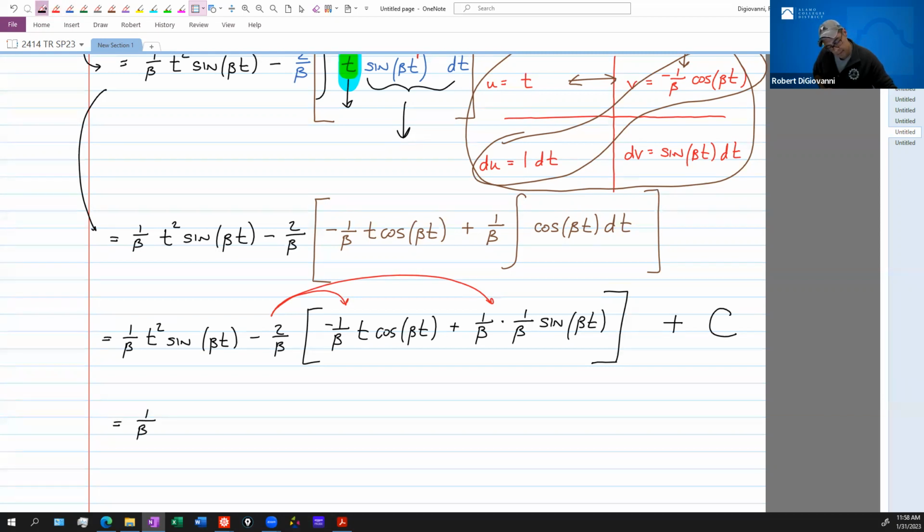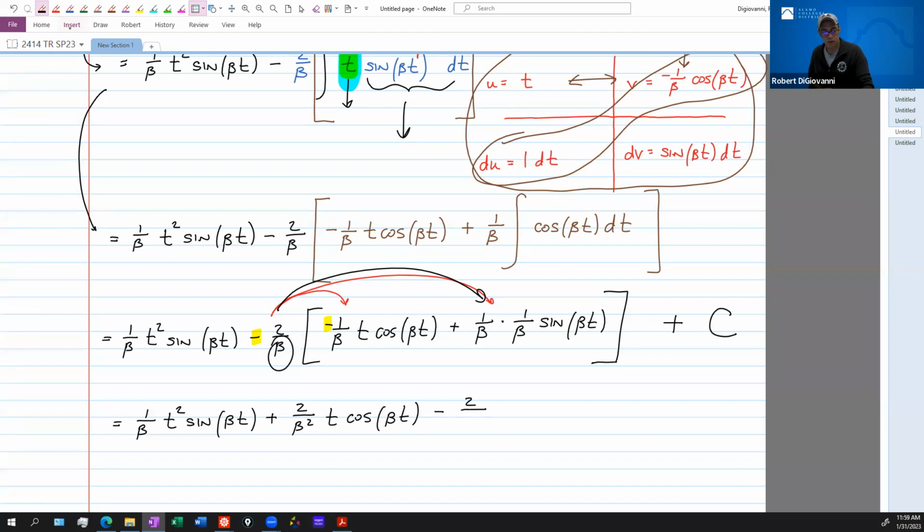1 over beta t squared sine of beta t plus, because when I multiply this negative and negative there, it becomes plus. And then I'm going to have the 2 on top, 2 times 1, and then beta times beta is beta squared. And then I have the t cosine of beta t. That's my first multiplication. Then my second multiplication, I'm going to have a minus, I have a 2 on top, and I have 3 betas being multiplied together, beta cubed, and then a sine beta t, and then plus c.